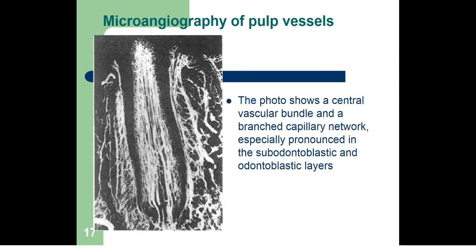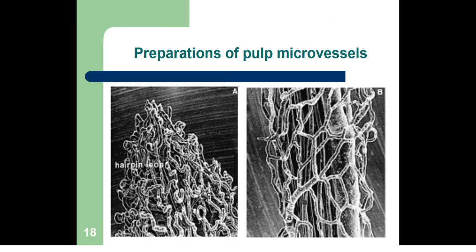You see the microangiography of pulp vessels. This photo shows a central vascular bundle and a branched capillary network, especially pronounced in the subodontoblastic and odontoblastic layers. And the next picture shows you the pulp microvessels.